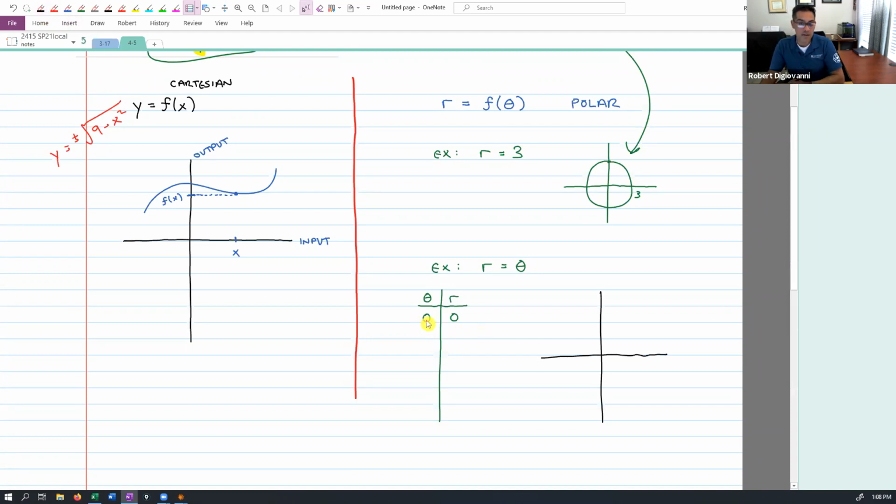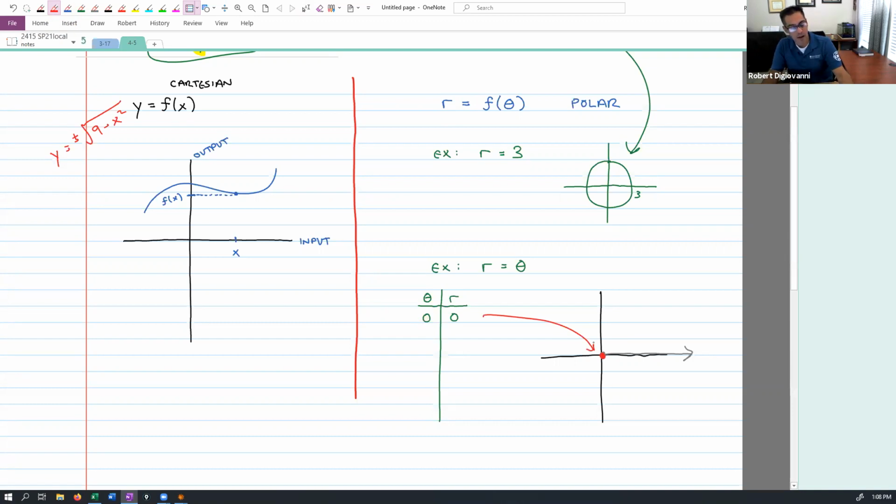So theta is 0 means that I'm going to start by pointing out, like you're standing at the origin and you're just standing there looking out the x-axis. That's 0 degrees. And how far am I supposed to walk out? 0, right? The r is how far you walk. So I'm just going to stay where I am. So that point is just right there.